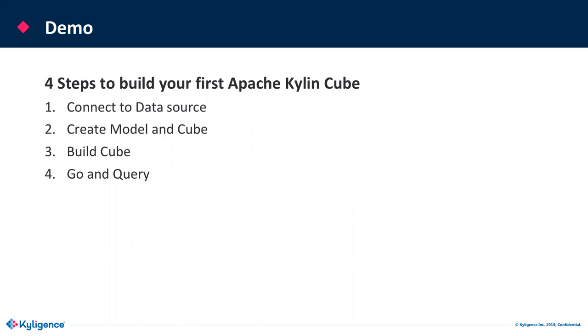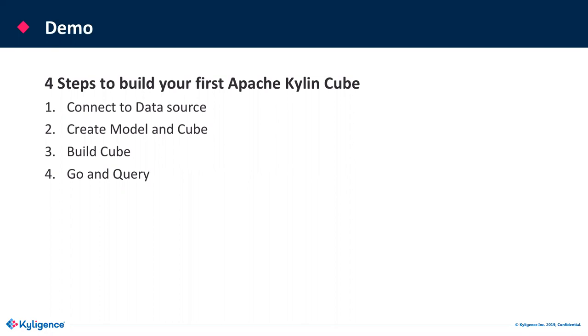Actually, it's a video of the demo I recorded before to show how we build our first Apache Kylin cube. It's quite simple. You just need 4 steps. You can easily create your first Apache Kylin model and cube. So first of all, you need to connect to your data source. Normally we can support Hive or Apache Kafka as the data source. In this demo, we are going to use Hive as the data source.